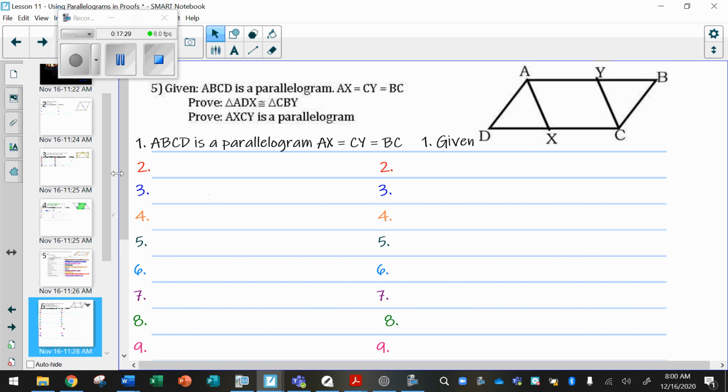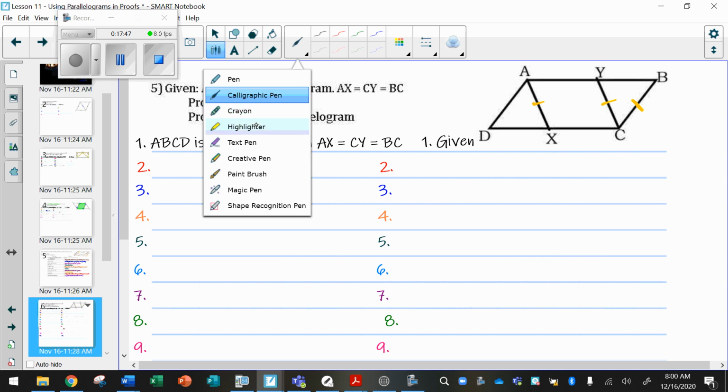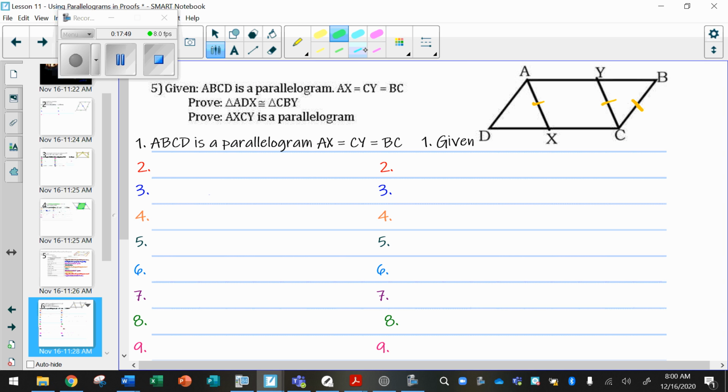All right, so we got the givens written in. We got parallelogram ABCD. They are telling us that AX is congruent to CY, which is also congruent to BC. So those are 3 pairs of congruent segments. And the parallelogram that they're giving us is ABCD. So that's the full big outer shape, that one big giant parallelogram.